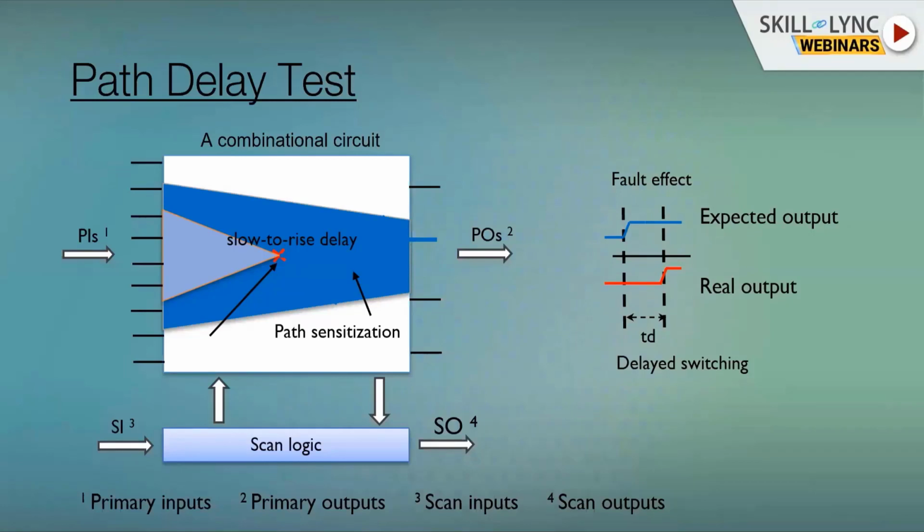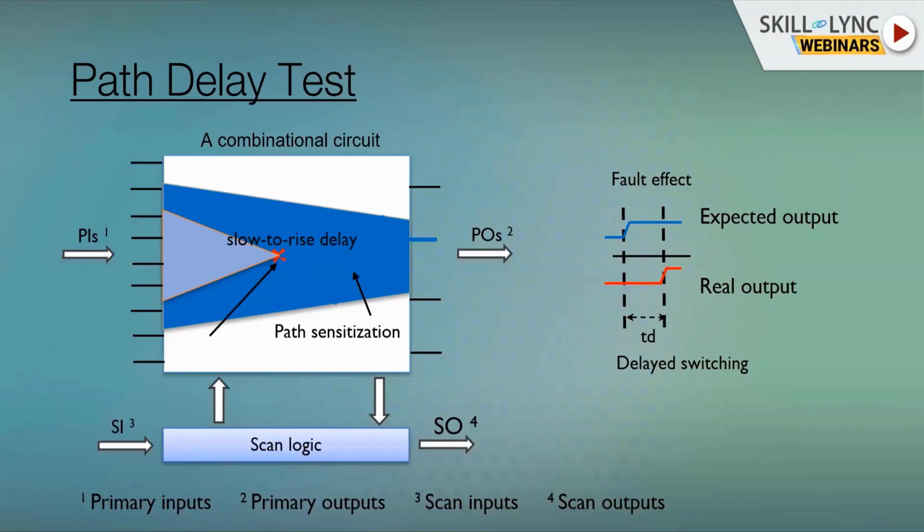So in the timing diagram, you can see what is an expected output, and what we get as a real output. There is a delay in the real output, which causes delayed switching. With delayed switching, there can be an issue like the actual data is missed, so you get erroneous data. So this is how the path delay test is actually done. I'll describe it in the coming slides.